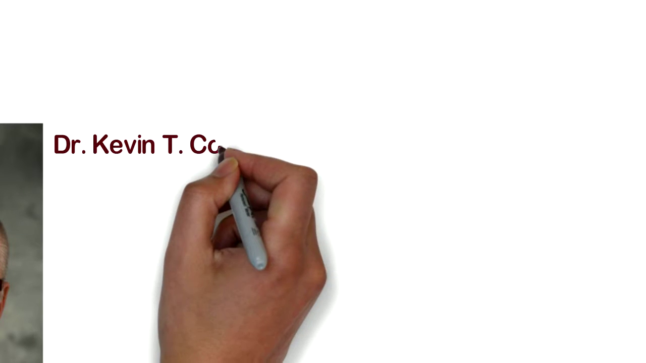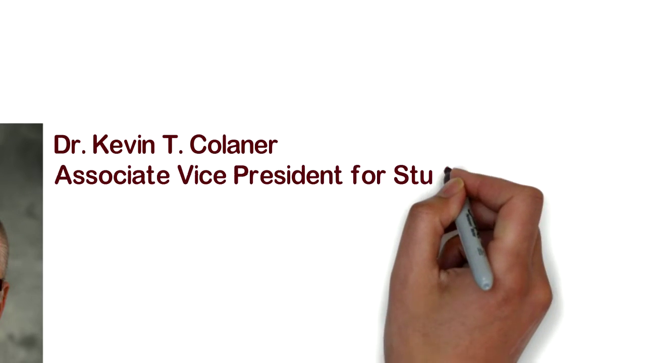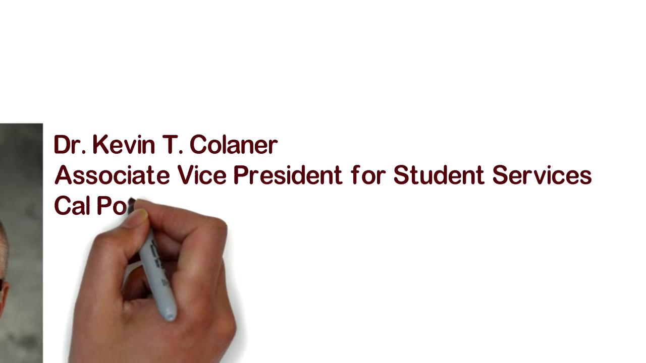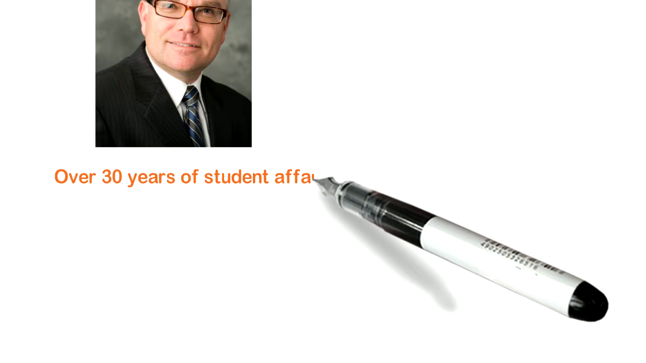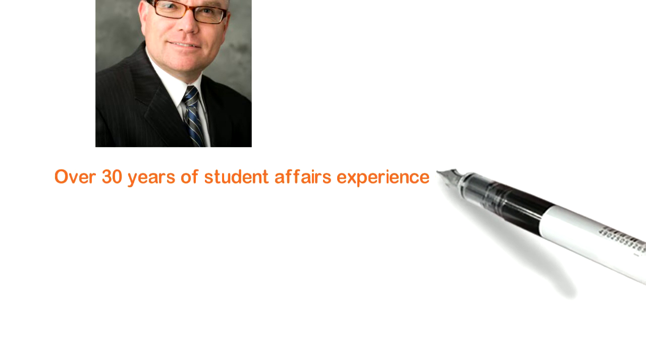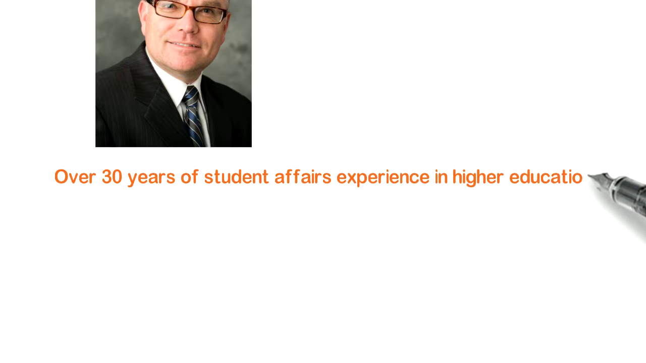Hi, my name is Dr. Kevin Colliner, and I'm the Associate Vice President for Student Services at California State Polytechnic University in Pomona, or Cal Poly Pomona. I have over 30 years of higher education and student affairs experience at a variety of institutions and in different offices, and your professor asked me to talk to you tonight about my work with student development theory.